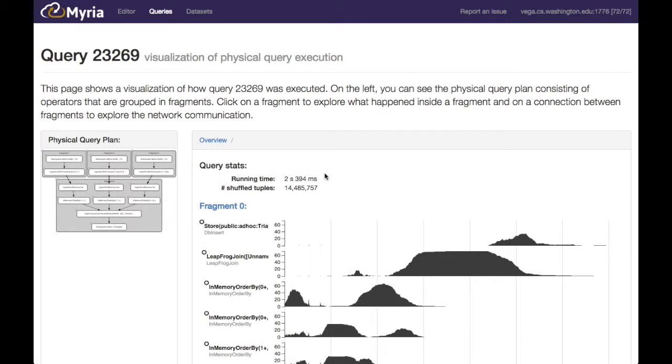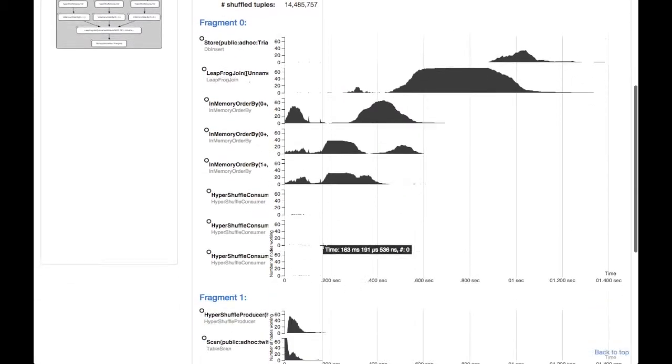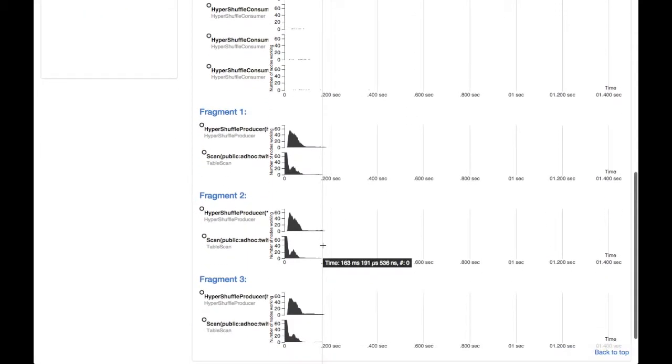A solution is the hypercube shuffle join, where tuples are sent into a hypercube and then joined locally in a multi-way join. Fewer tuples have to be sent, and the computation is evenly distributed over the available workers.